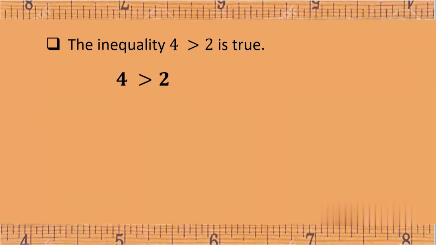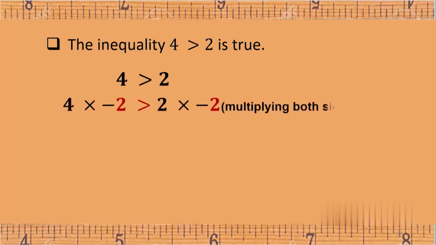Now, we are going to another important fact. What is this? Look at that. The inequality 4 is greater than 2 is true. Now you know that 4 is greater than 2. Now I multiply both sides by minus 2. That means a negative number. So what happened to that?